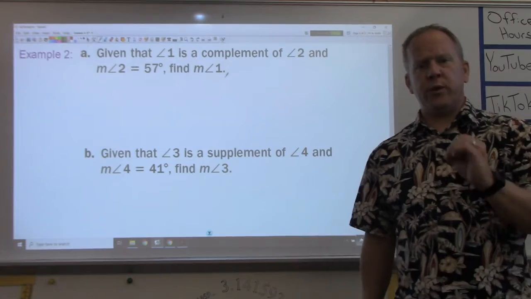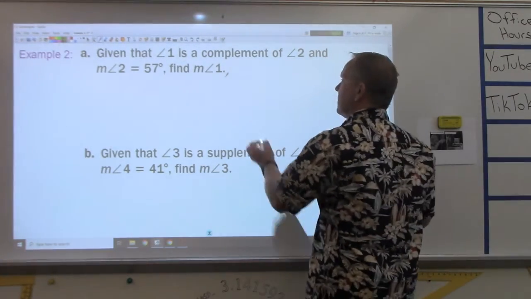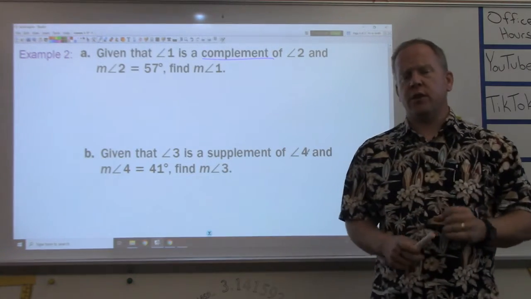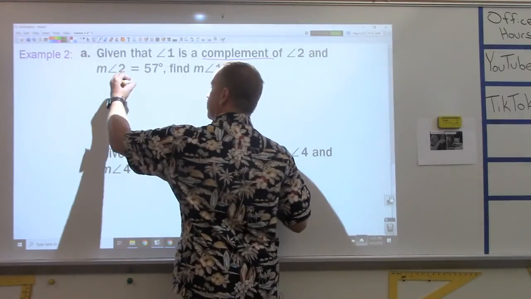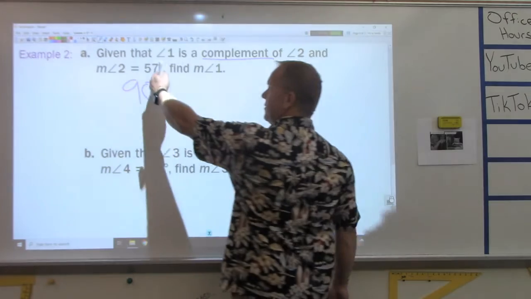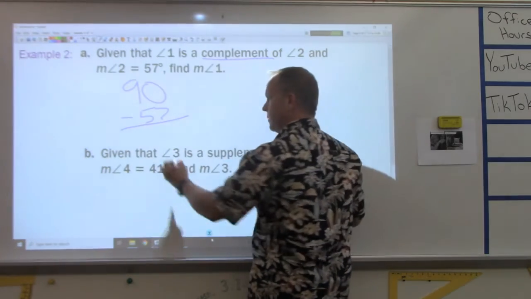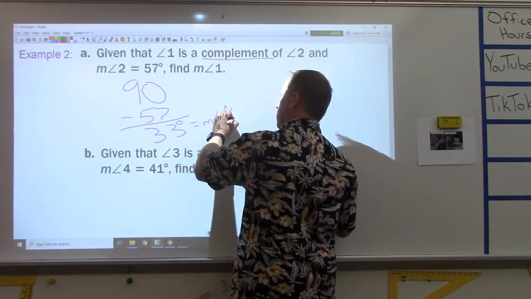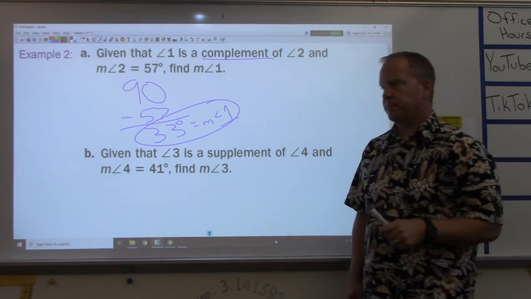Example 2. Now this is where reading and looking at the key information that's given to you is important. Given angle 1 is a complement of angle 2, and angle 2 is 57 degrees. Find the measure of angle 1. Well, complement means they add to 90 degrees. If I know part of that 90 degrees is 57, I'm going to simply subtract them to find angle 1. 90 minus 57. 33 degrees is the measure of angle 1.